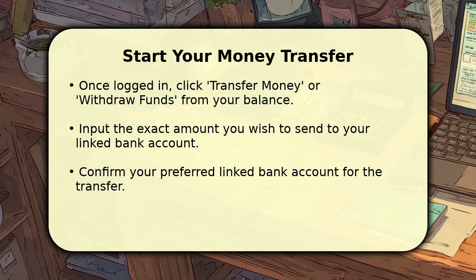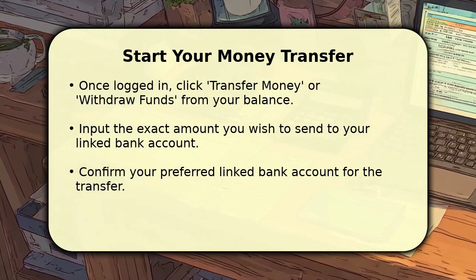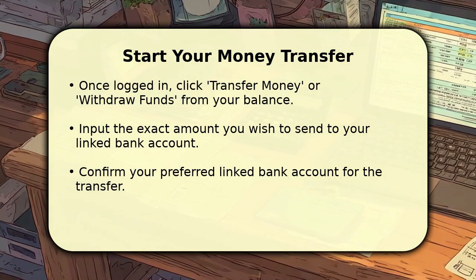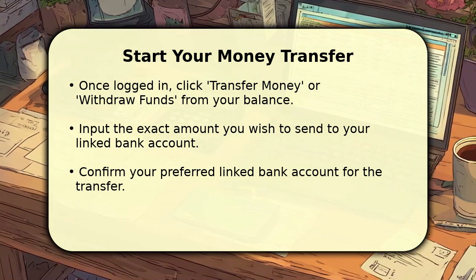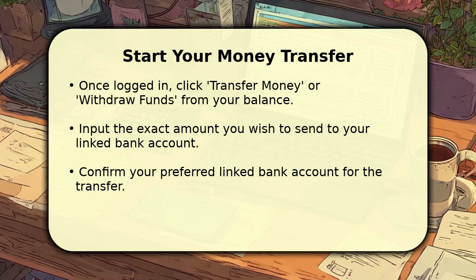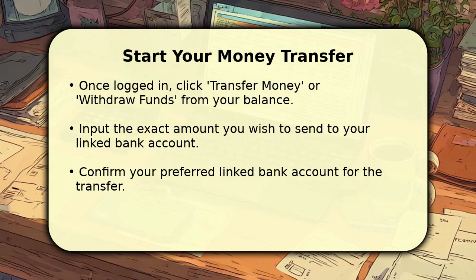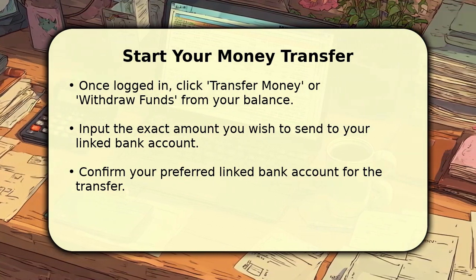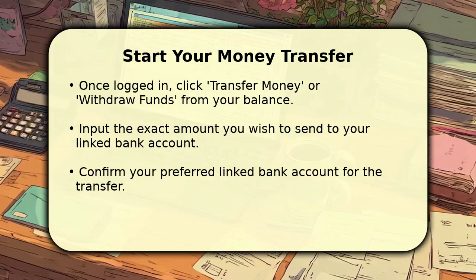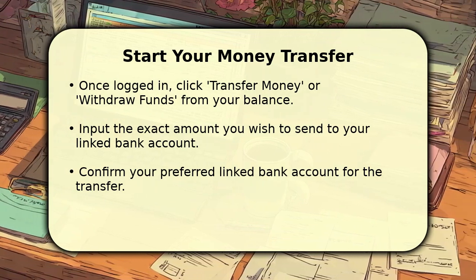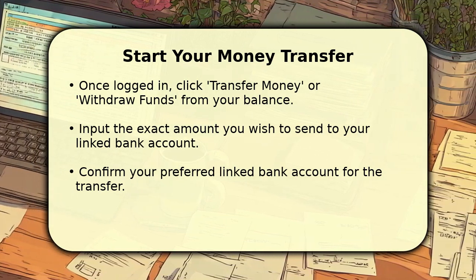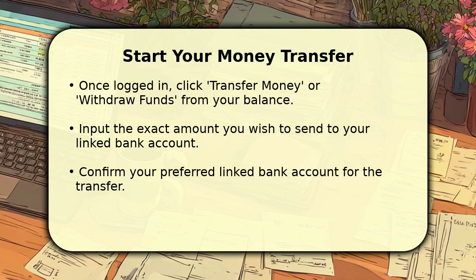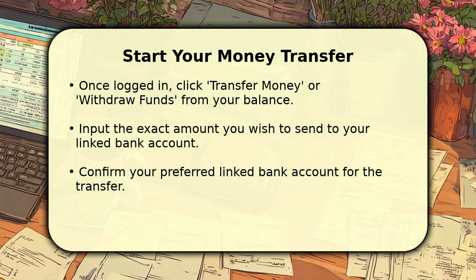After your bank is fully linked, navigate to the Transfer Money or Withdraw Funds option located right next to your PayPal balance. You will then be prompted to enter the precise amount you wish to transfer from your PayPal balance to your bank account. Carefully select your verified bank account from the available options to ensure the funds are directed correctly. This choice determines where your money will ultimately arrive, making it a critical step for a smooth transaction.